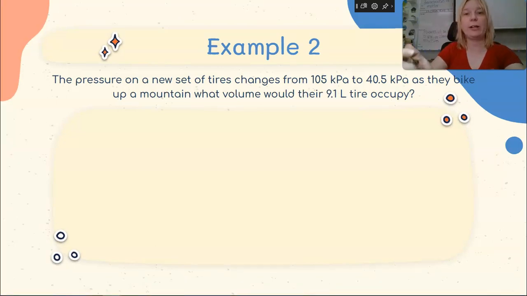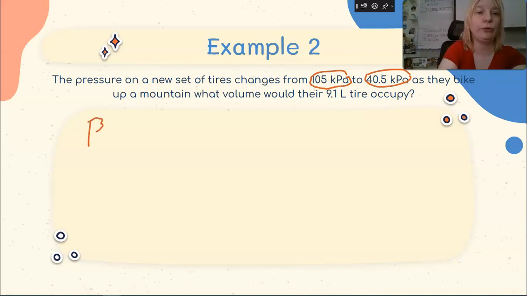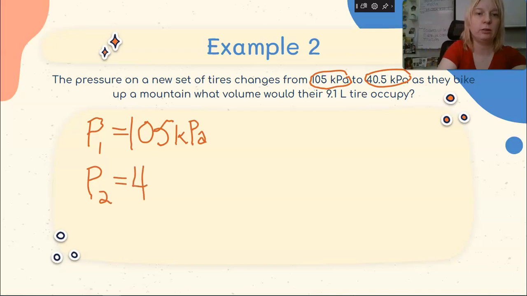So I'm going to stick with my color coding. This time, even though it is not atmospheres, kPa is still one of the units of pressure we learned about. So I'm going to mark it. So this time I know both. P1 is 105 kilopascals. P2 is 40.5 kilopascals. Based on this, I can see that my pressure went down.